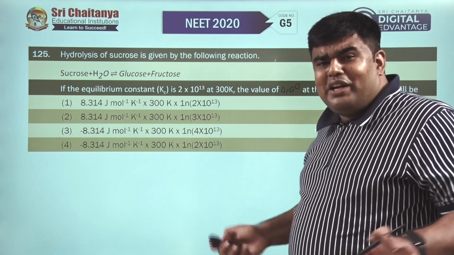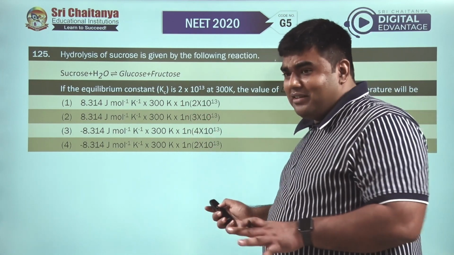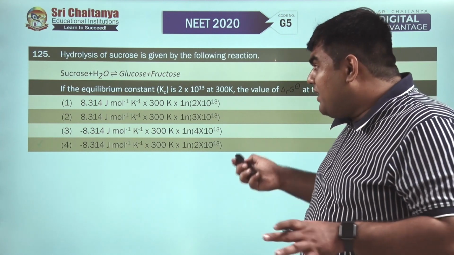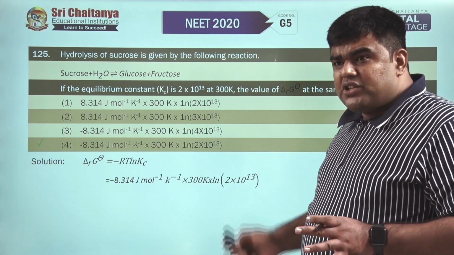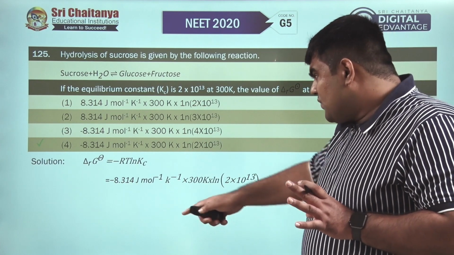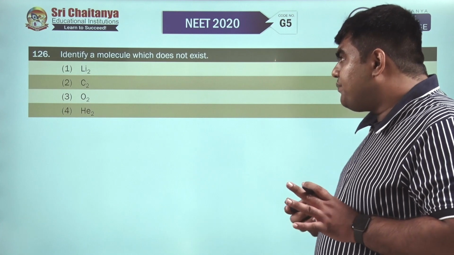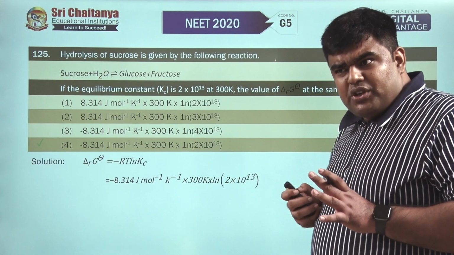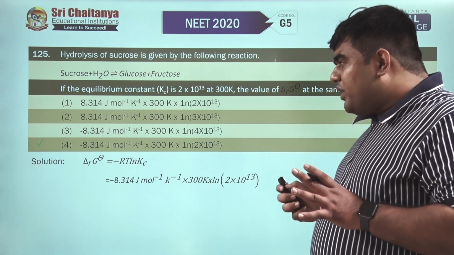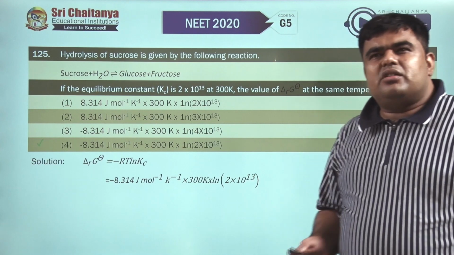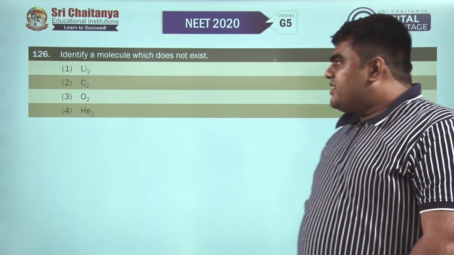Now we don't have to do any kind of calculation, which is very good here because it will save a lot of time. What we have to do is just find the expression. Delta G naught is minus RT ln Kc. We'll put the values and the fourth option will come as the correct option. So for question number 125, we'll go ahead with the fourth option, and this is how we'll solve. Moving to question number 126.